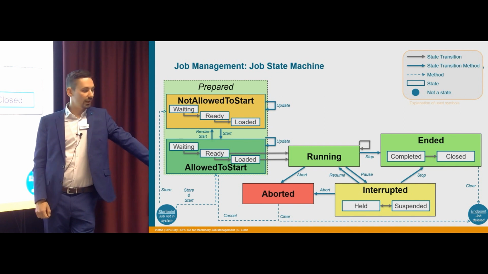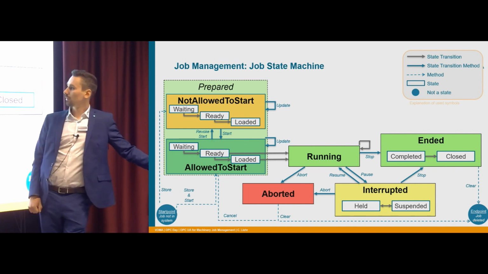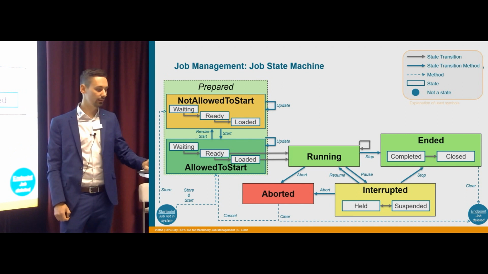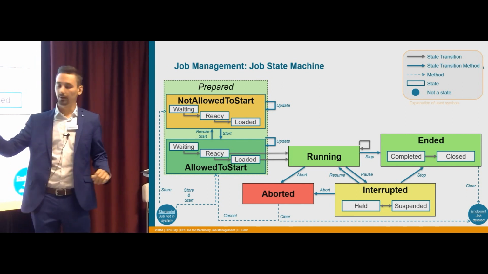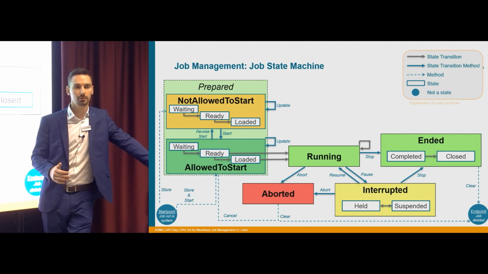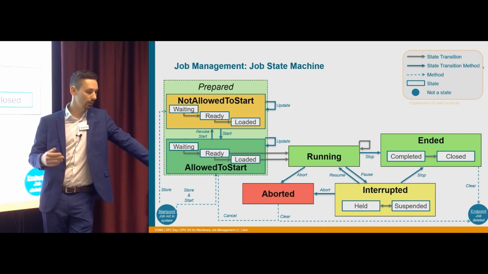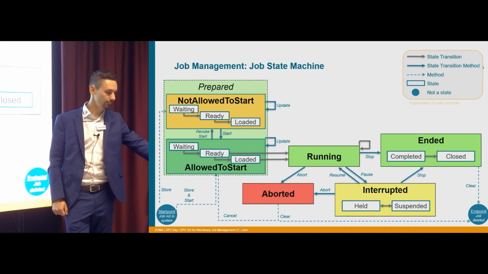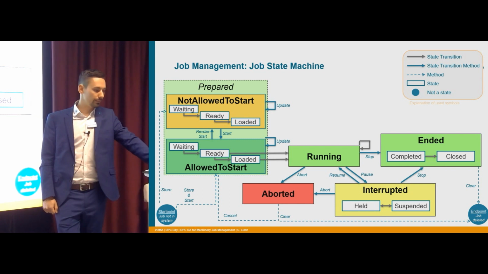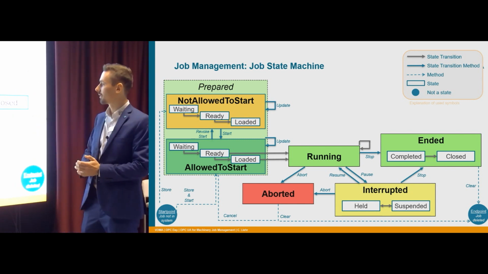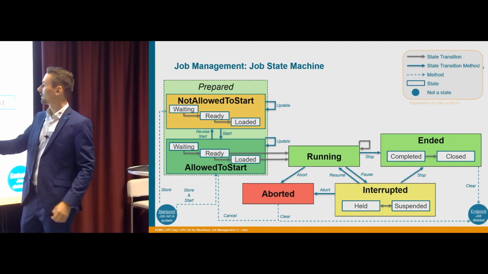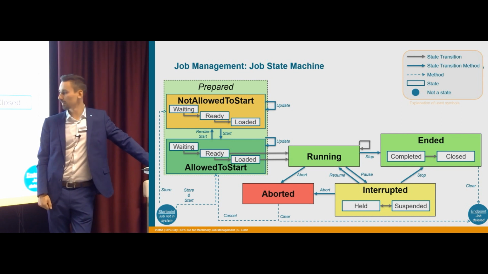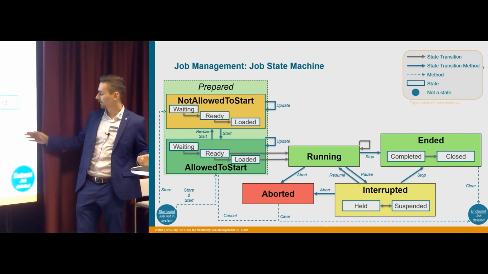When the job starts to be executed, its status is switching to the running state. And at this point, the client also has the possibilities with some methods that you can see to pause the job, to interrupt the job, or to resume it afterwards. So after the job has been executed completely, the status is changing to ended. And at this point, the client has the possibility to clear all the job-related data from the machine again.